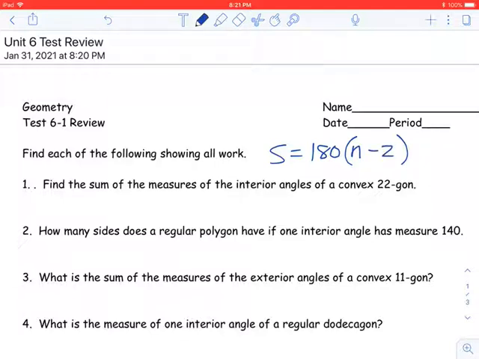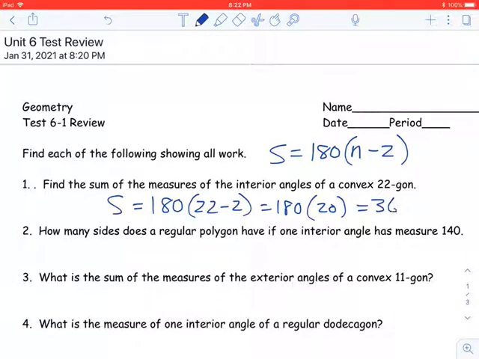So if there's, for instance, number 1, find the sum of the measures of the interior angles of a convex 22-gon. That's going to be 180 times 22 minus 2. So that's going to be 180 times 20, which, use your calculator, 180 times 20 is 3,600. And that would be your sum of the angles.